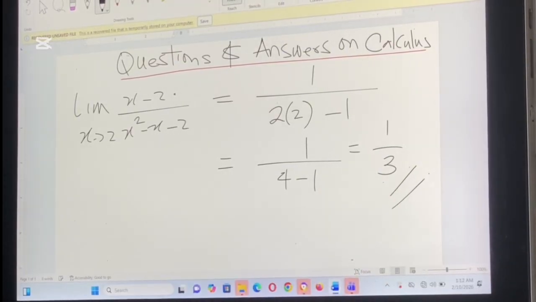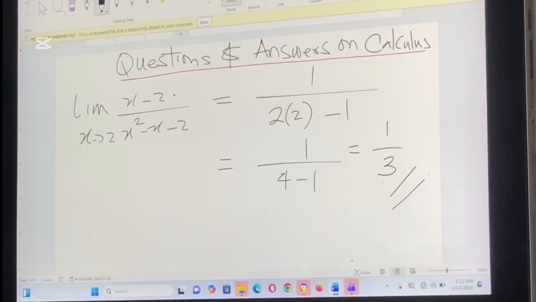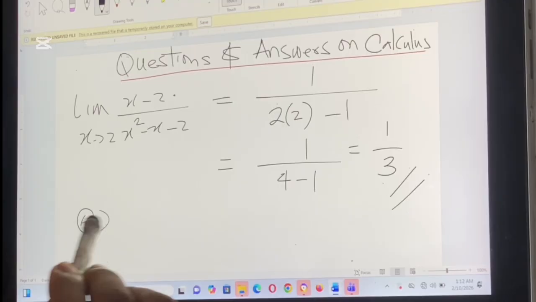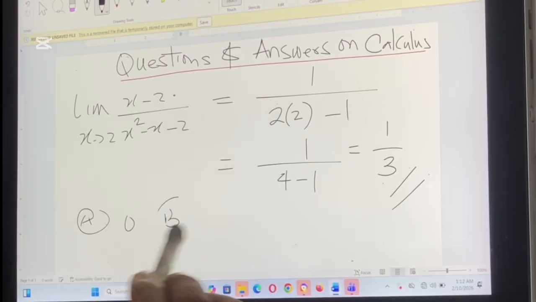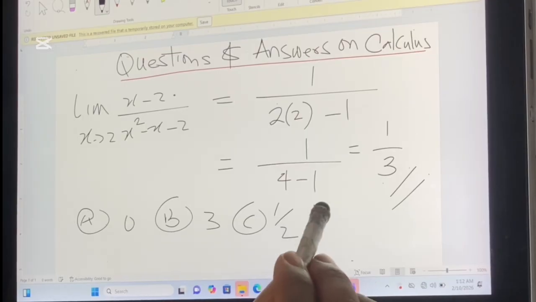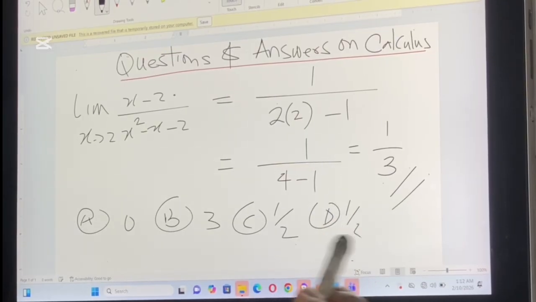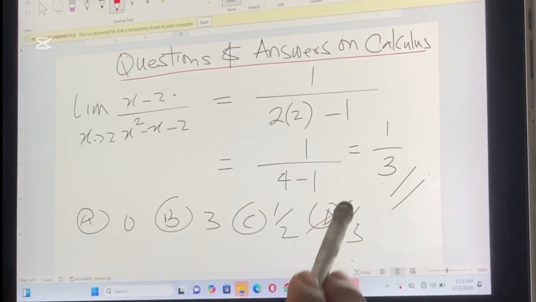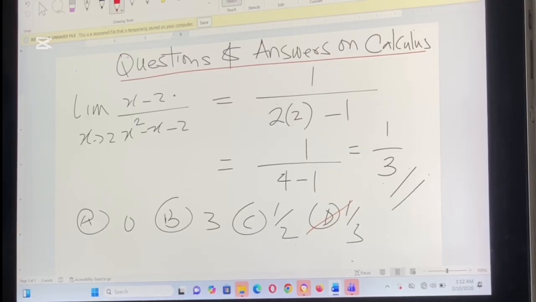Please take note. The options they gave us: A is 0, B is 3, C is 1 over 2, D is 1 over 3. Of course, the answer is this one. So let's solve the next question, class.